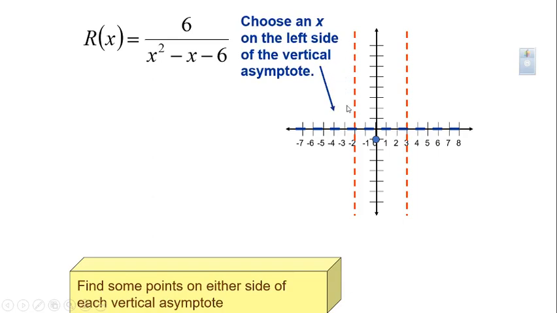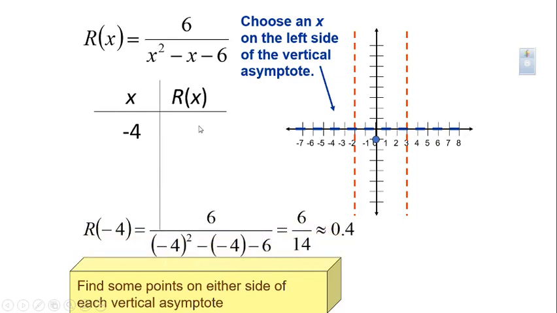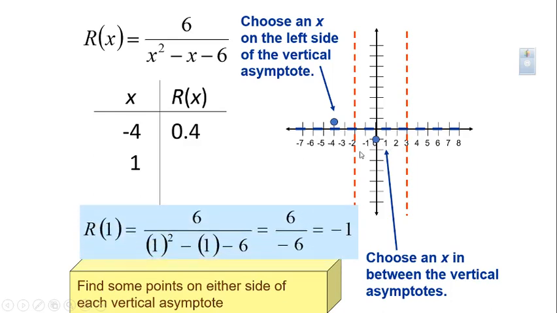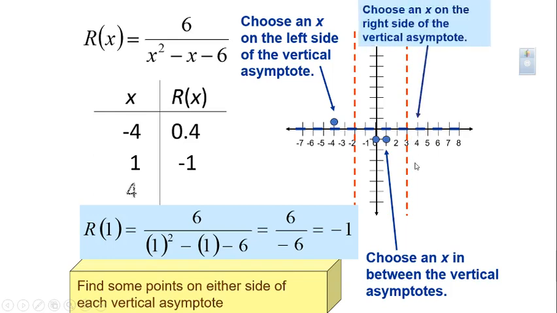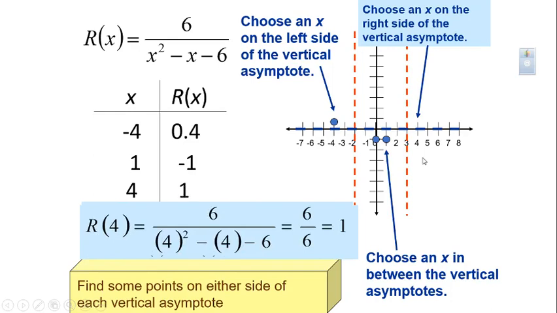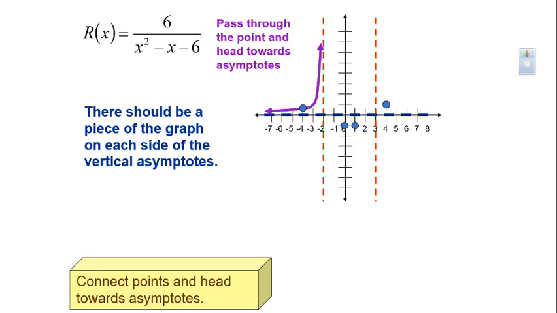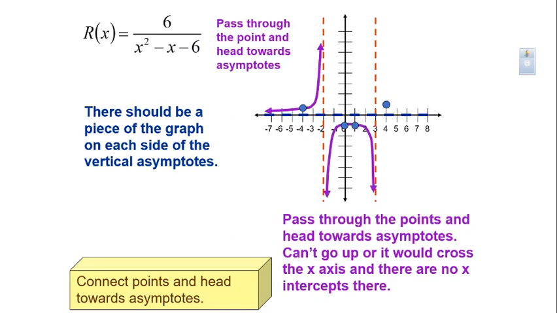Since we have a vertical asymptote here, let's plot some points on the left side of that. -4 gives you approximately 0.4. And then we can plot a few more points, which show some additional points between. So we plot 1, and that will give us -1. And then we choose some additional points on the other side. We plot 4, we get 1. And in reality, you should be plotting a lot more points than indicated here. So once you plot those points, we connect them as best we can. And that is what the graph kind of looks like.